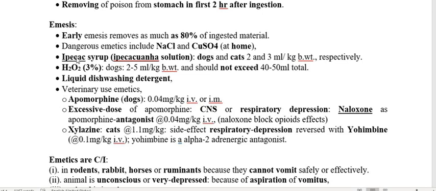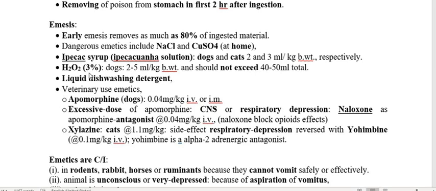Other than that, we have to use hydrogen peroxide solution 3%. A 3% solution of hydrogen peroxide we use to induce vomiting in the dog at the dose rate of 2 to 5 ml per kg body weight, and the total volume of this hydrogen peroxide 3% should not exceed 40 to 50 ml of total dose, and this should be done carefully.